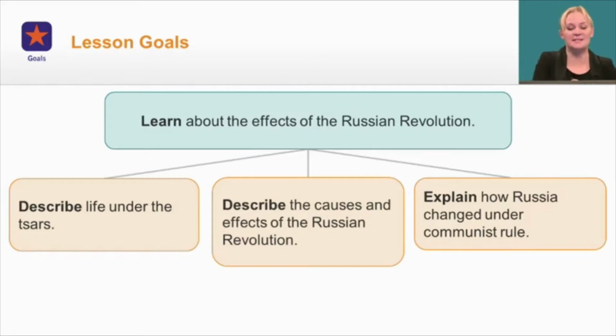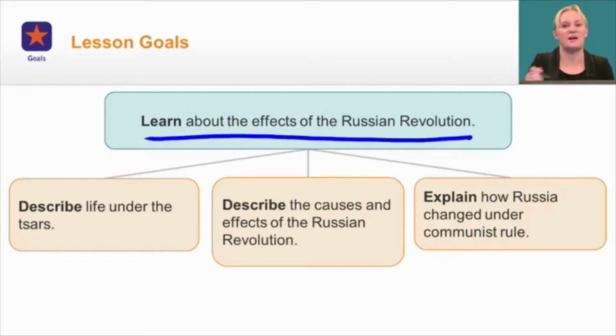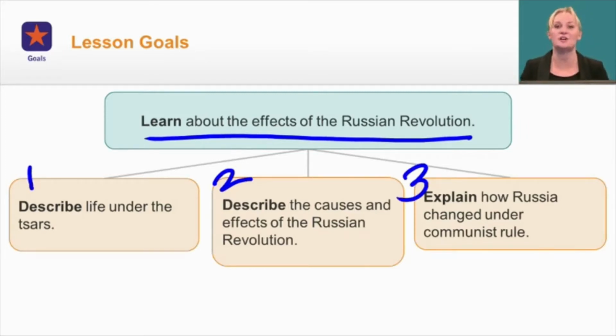So today we're going to learn about the effects of the Russian Revolution. But first, we need to break it down into three parts. First, we need to describe what life was like under the Tsars. And second, we need to describe the causes and the effects of the Russian Revolution. And third, we need to explain how Russia changed under communist rule.